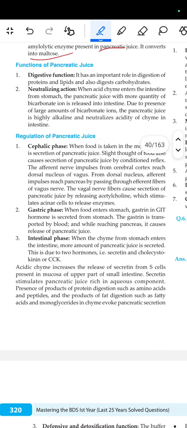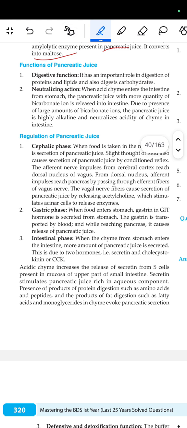फिर आता है functions of the pancreatic juice. So digestive function. It has an important role in the digestion of the proteins and lipids and also digests the carbohydrate. Neutralizing action. When the acid chyme enters the intestine from the stomach, the pancreatic juice with more quantity of the bicarbonate ion is released into the intestine. Due to the presence of the large amount of the bicarbonate ion, the pancreatic juice is highly alkaline and neutralizes acidity of the chyme in the intestine.